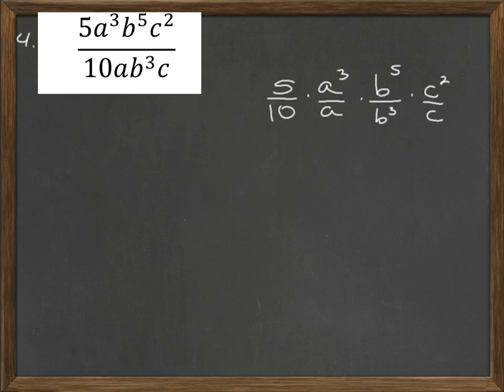Well, I'm going to apply the quotient rule here. So for example, here I have 3 minus 1 because I'm subtracting my exponents. So I have a to the 3 minus 1, which is a squared. Likewise, we have b to the 5 minus 3 power, which is b squared. And then we have c to the 2 minus 1 power, which is c to the first power, or just c.